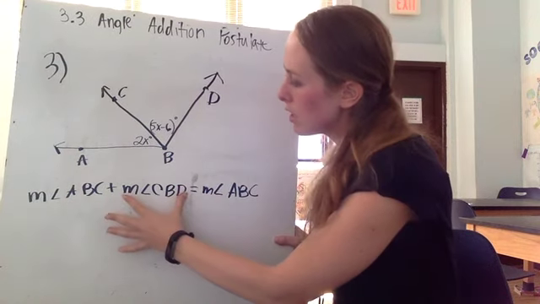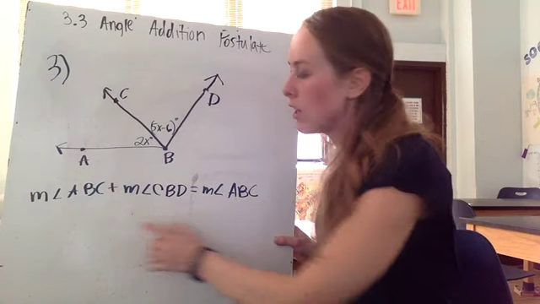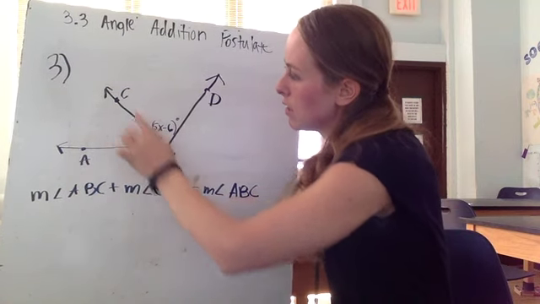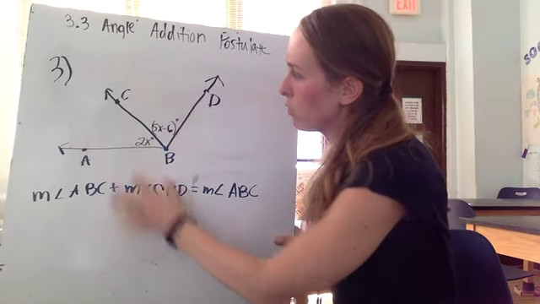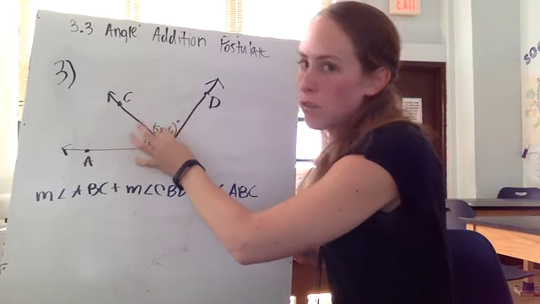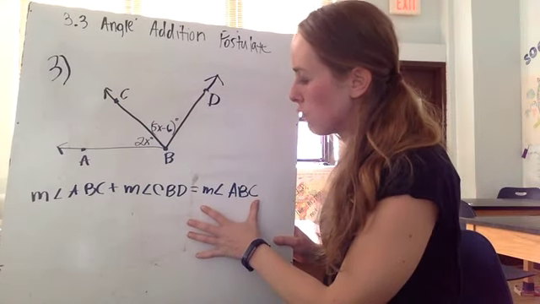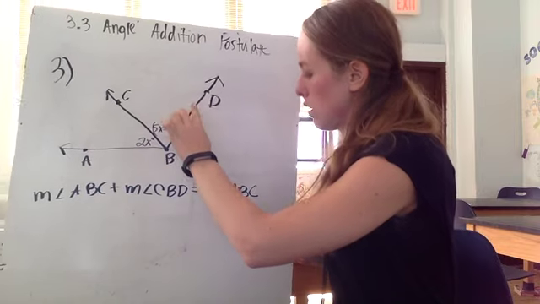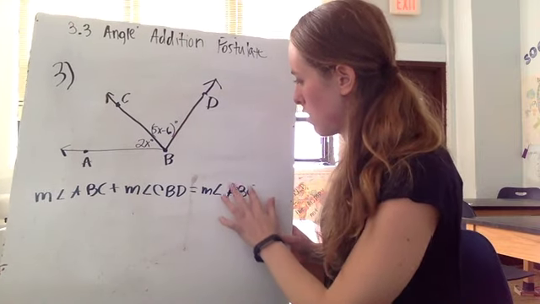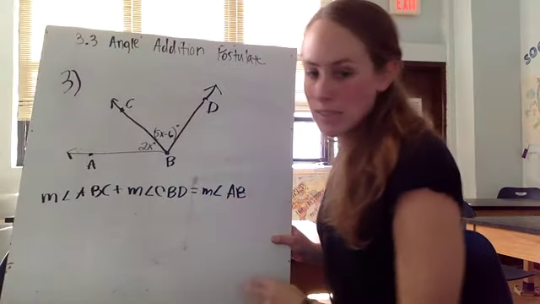And I've written the angle addition postulate. The measure of angle ABC, this one right here, plus the measure of CBD, that angle right there, has to equal the measure of angle ABC. Ooh, that's a typo. ABD.